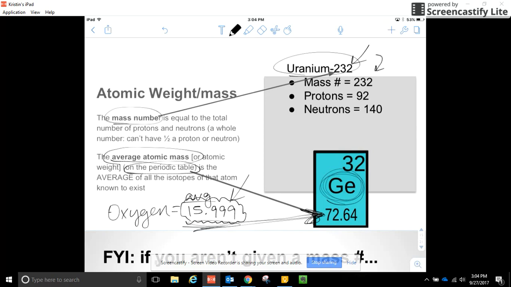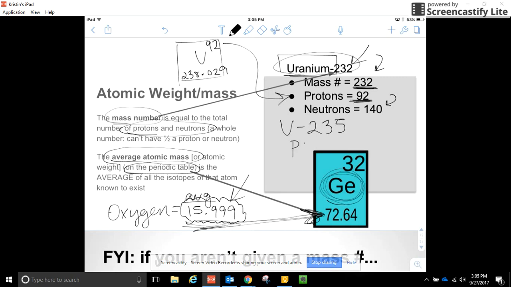Now you can figure out how many protons and neutrons are in this uranium-232 by looking at the periodic table. If you look at the periodic table, you have uranium, its average atomic mass is 238.029, and it has an atomic number, or number of protons, equal to 92. So I know how many protons are in there. And because the mass number is equal to protons plus neutrons, if I know the mass number is 232 and I know that I have 92 protons, I know how many neutrons I then have.